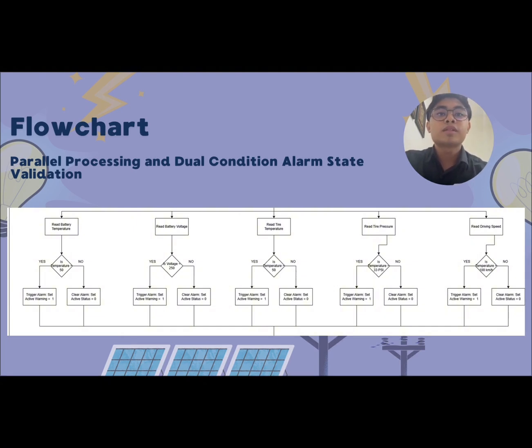Each path maps to a strict dual condition logic path. If a threshold is violated, the yes branch, a trigger alarm sets the active warning to 1. If parameters are safe or recover, the no branch, a cleared alarm resets the active status to 0. This ensures active flags clear themselves automatically in real time. Control then drops to connector B.